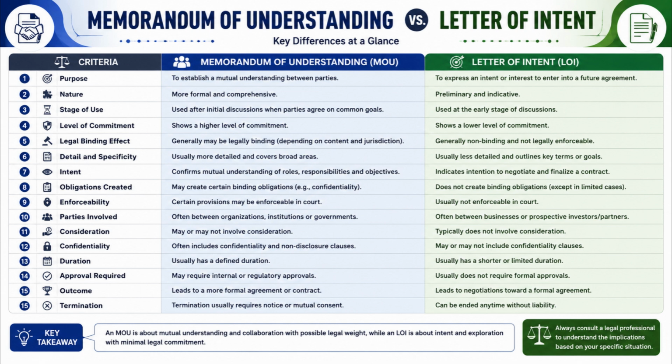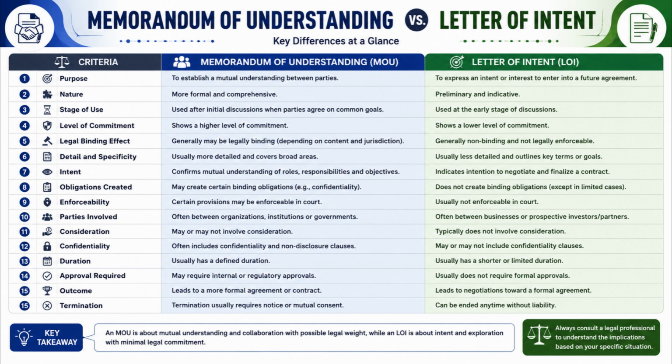Number 3. A Memorandum of Understanding is usually prepared after initial discussions when parties have agreed on common goals, whereas a Letter of Intent is typically used during the early stages of negotiations. Number 4. A Memorandum of Understanding reflects a higher level of commitment between the parties, whereas a Letter of Intent indicates a lower level of commitment.